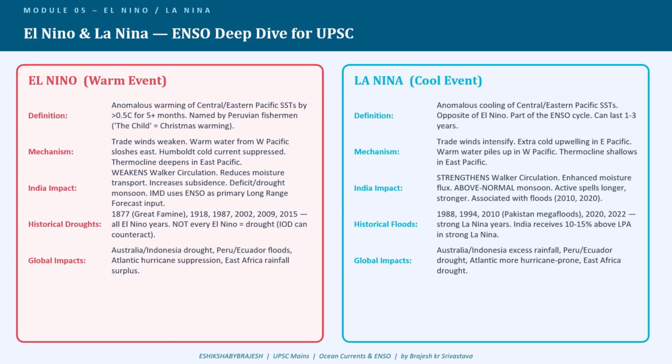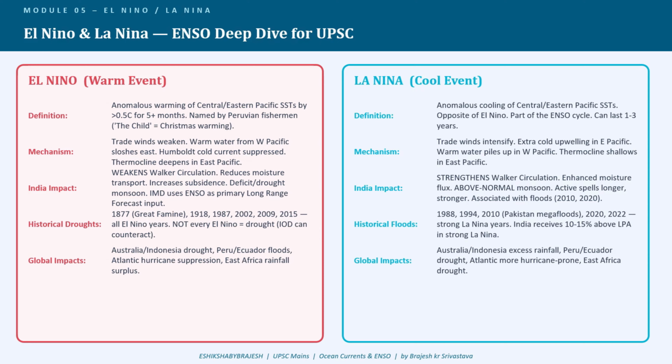La Nina, the cool event. La Nina is the opposite, an anomalous cooling of the central eastern Pacific. The same mechanisms but in reverse. Trade winds intensify, pushing more warm water into the West Pacific. Cold upwelling in the East Pacific strengthens. The Walker circulation becomes more powerful.